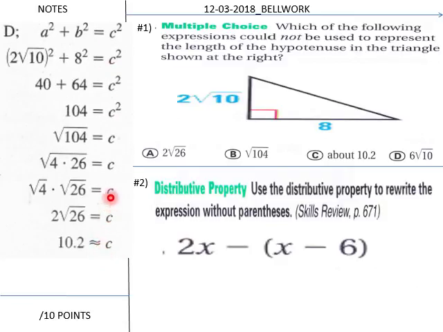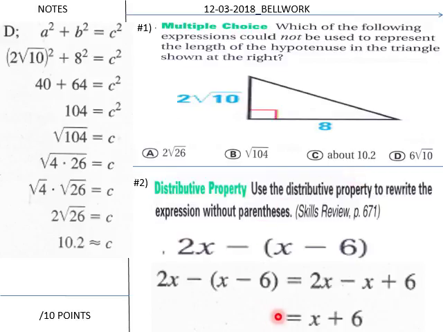Okay, welcome back. Here is the answer for number 1. It would be D in this case, 6 times square root of 10. We use our Pythagorean theorem, plug in our values, and come up with this. So it'll be the square root of 104, and then you break this down and it becomes 2 times the square root of 26. About 10.2 would be this. So D would be the answer here.